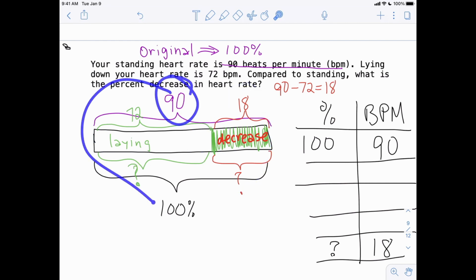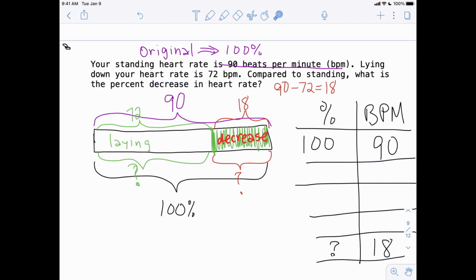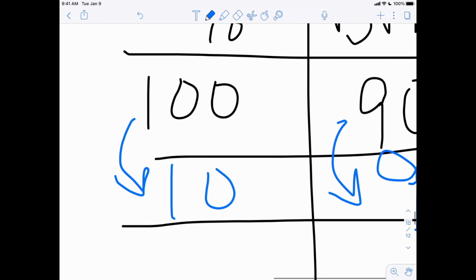We know that 90 beats represents the 100%. And now we just do whatever math we want to do in terms of equivalent ratios to get that 90 beats to become 18 beats. So one idea, well, we could divide by 10. And when we divide by 10, we could divide 90 by 10 to get 9.